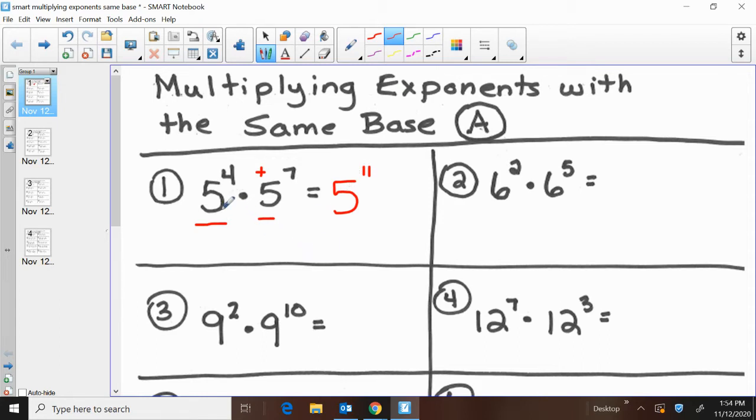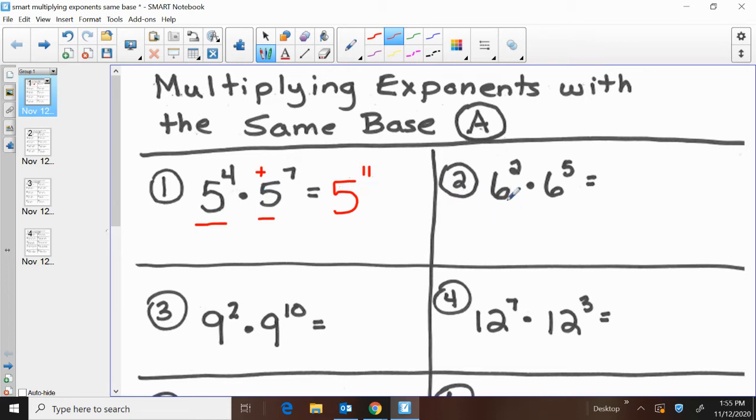Again, how did we get there? We first look at the bases. The bases are the same, so I keep the same base. Then I simply add the exponents. 4 plus 7 is 11. So 5 to the 4th times 5 to the 7th equals 5 to the 11th.